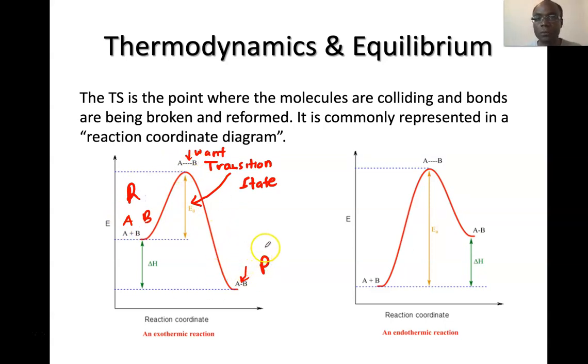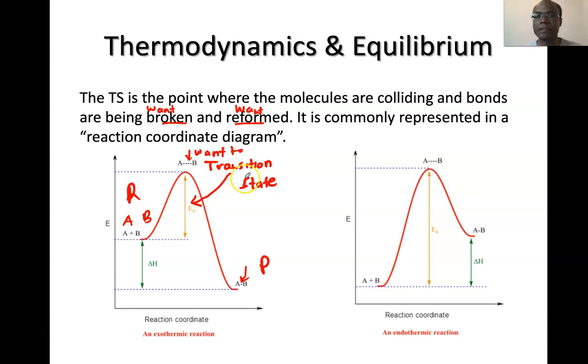the reaction will go. So at the transition state, molecules are colliding and bonds are being broken and bonds are being formed. I'm using the words want to be broken, and want to be formed. They are not formed yet. They are not broken yet. They are almost breaking. They are almost forming.